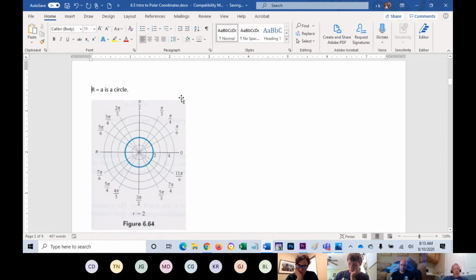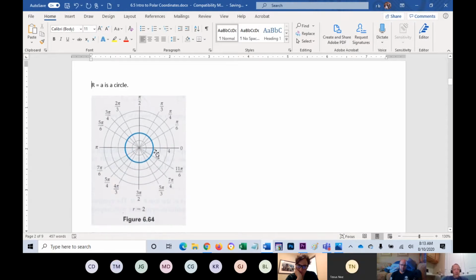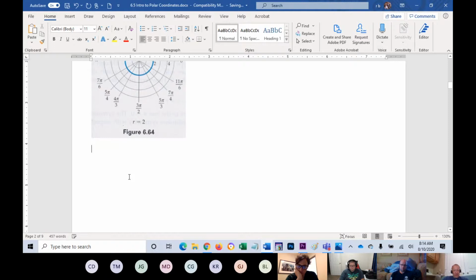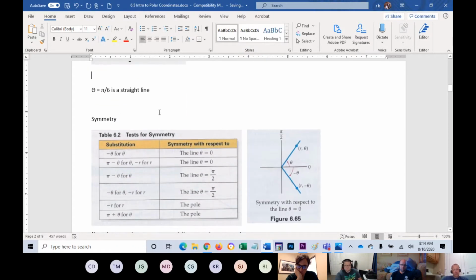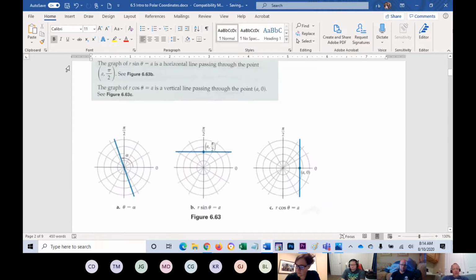r equals a will be a circle of radius, whatever your length a is. This is an example of r equals 2. So you can see that in polar coordinates, a circle is a much simpler equation here. Theta equals pi/6. We mentioned that's a straight line as well.